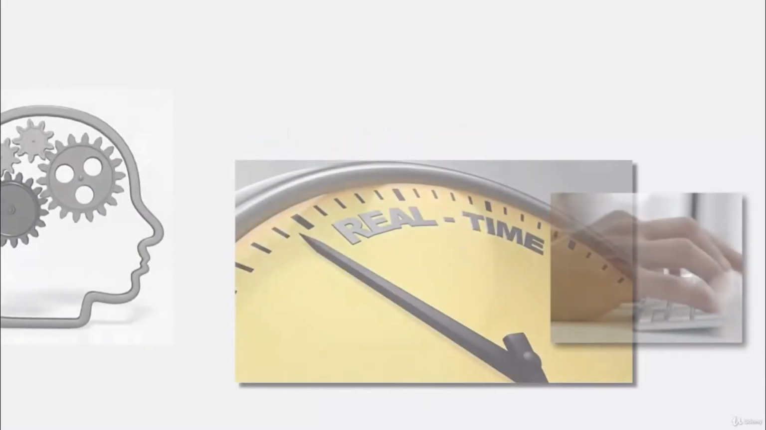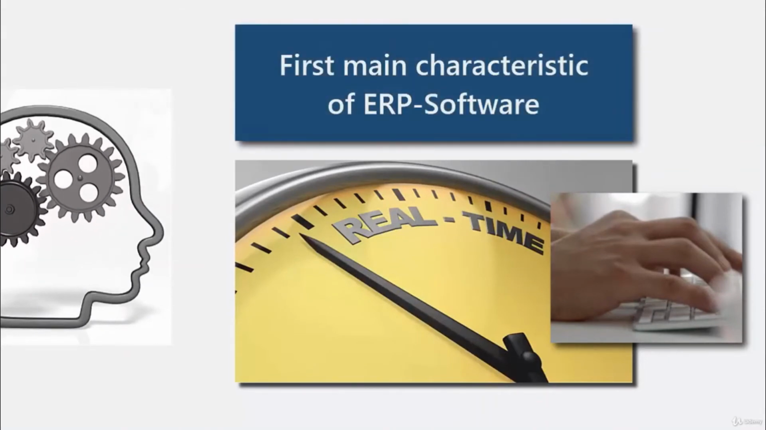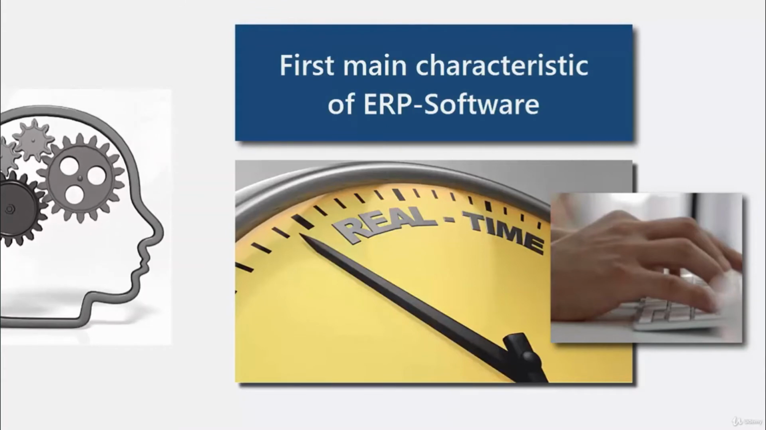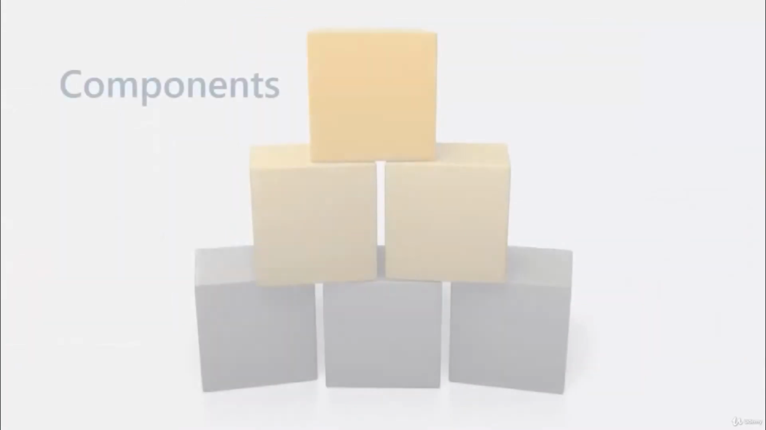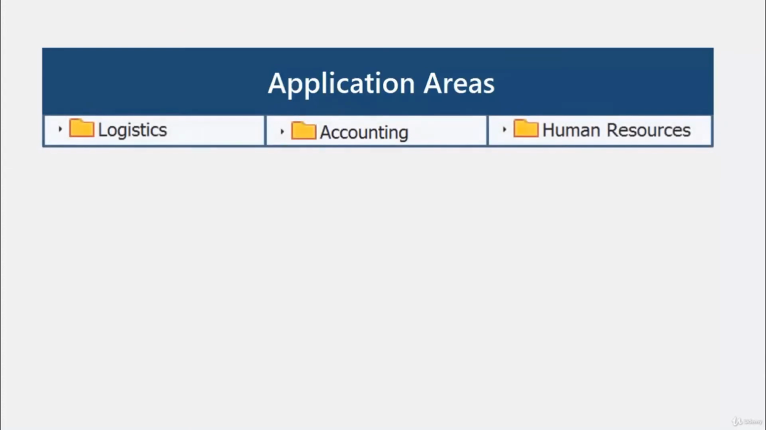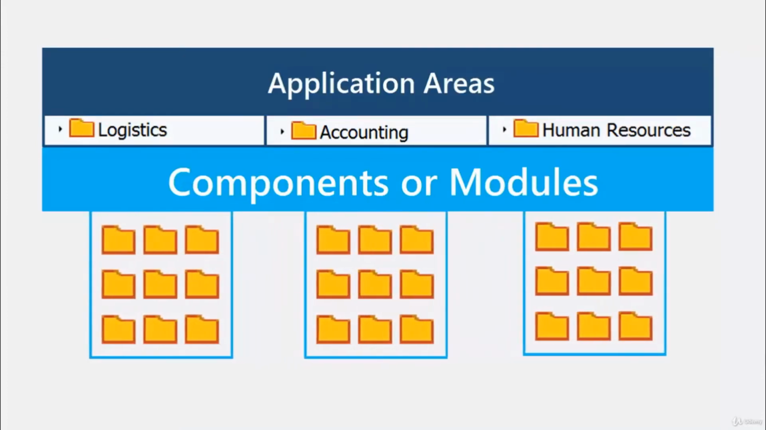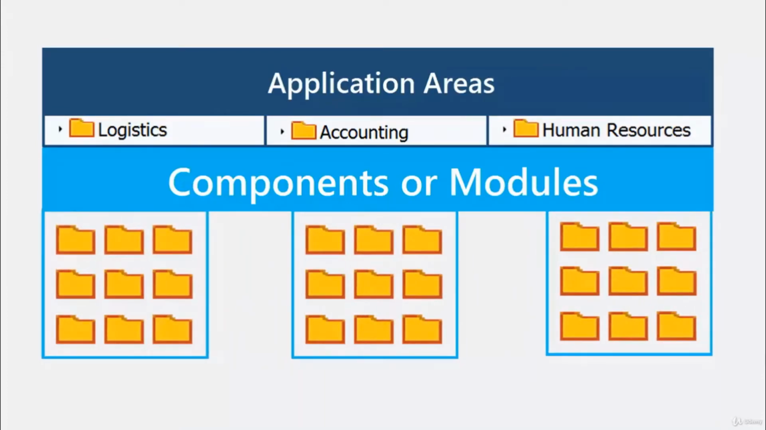Having refreshed the concept of real-time, you're aware of the first main characteristic of SAP ERP. So let's move on to the second, the components. You already know the application areas, namely logistics, accounting, and human resources. Now, these areas contain various components, also called modules. Both terms are commonly used. Components are building blocks, each covering a specific functional area of a company.